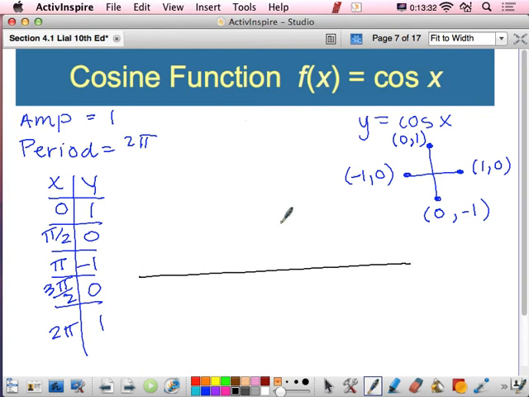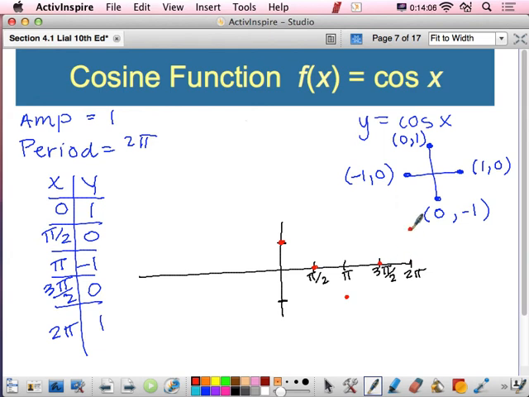Okay. So if I sketch that, show you what happens here. I'll let this be 2 pi, divide it all up again. Okay, we put our points on. This is 0, 1. Now remember that sine went through the origin. It went through 0, 0, but cosine doesn't. It goes through 0, 1. Then pi over 2, pi, 3 pi over 2, and 1.